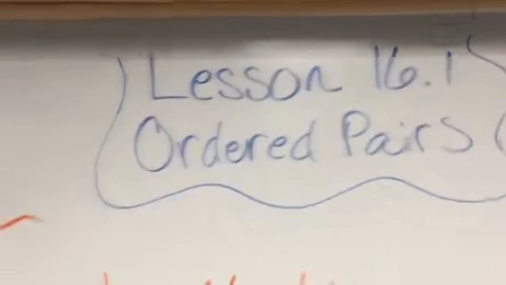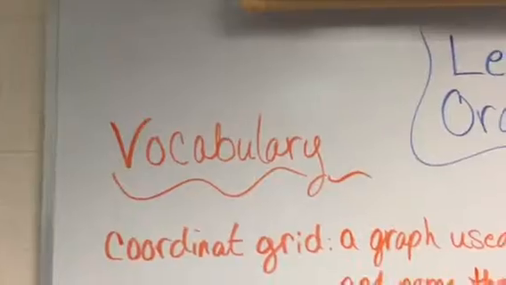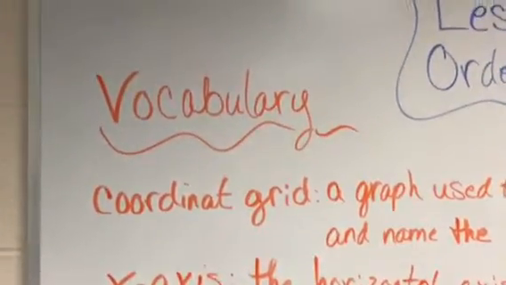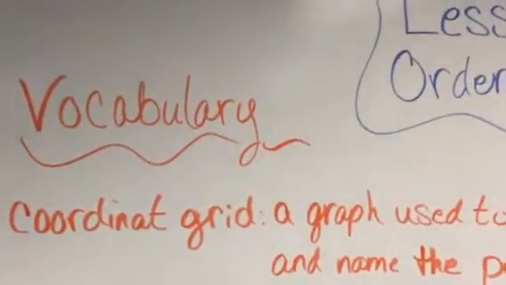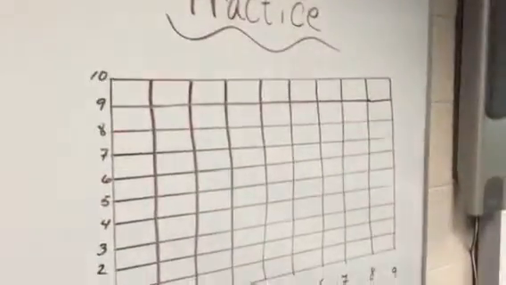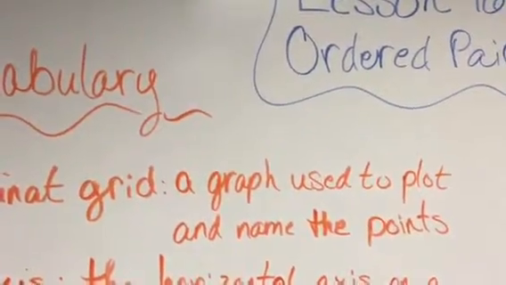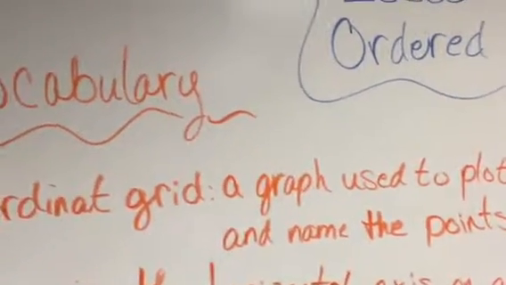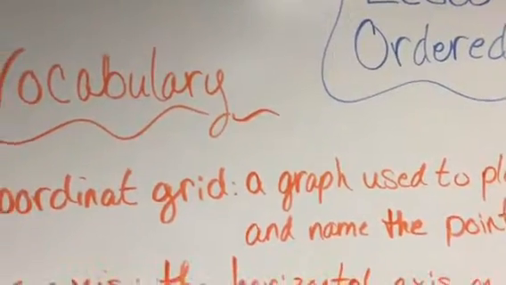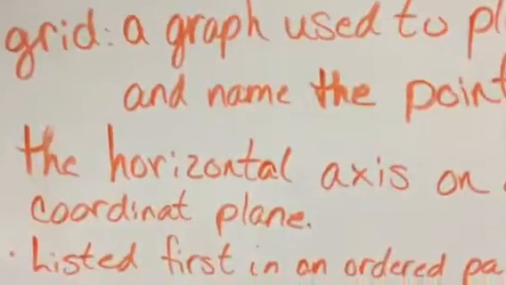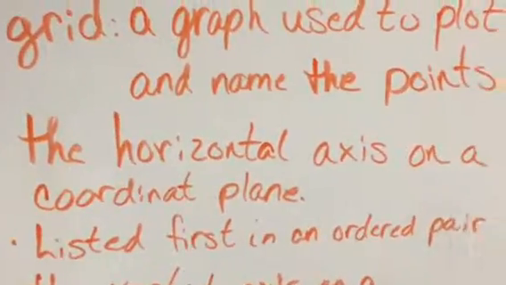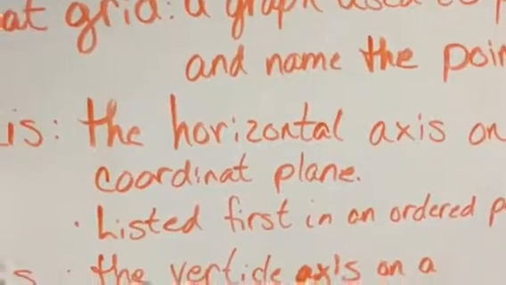So let's start there. For this chapter, the vocabulary, the big thing, coordinate grid. It's real simple. You've seen it before. In fact, it looks like that. It's a graph used to plot and name the points. And on those graphs, you have two things that are called axes. You have an x-axis that goes along the bottom like this. Definition is it's the horizontal axis. And again, horizontal goes this way, side to side.